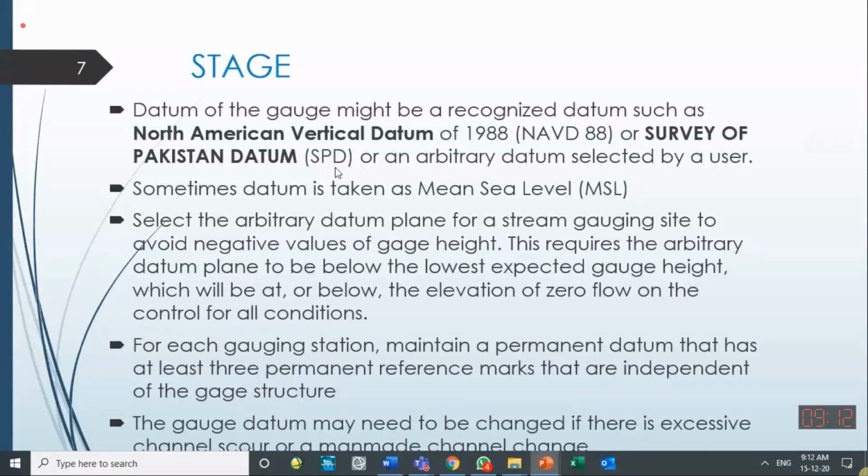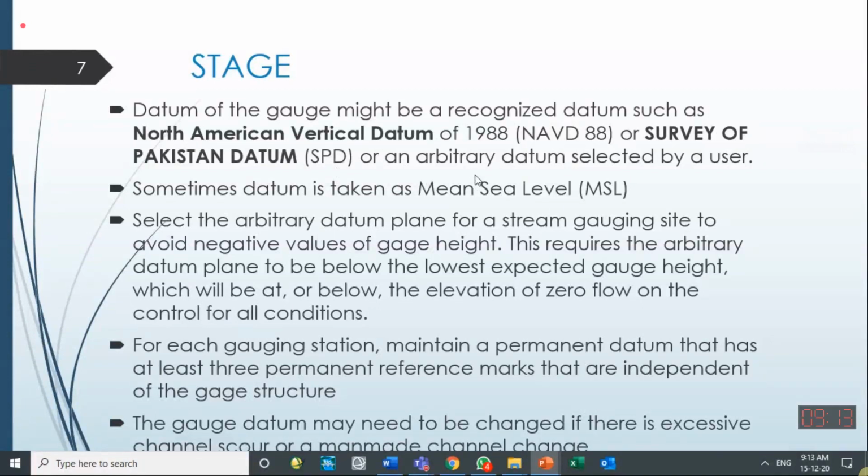Sometimes you will see stage or elevation measured above SPD, ASPD, or sometimes you will see AMSL, above mean sea level. So it means they are using mean sea level as a datum. SPD means Survey of Pakistan datum. Survey of Pakistan has fixed a certain datum. I think Karachi mean sea level they have taken as the Survey of Pakistan datum.